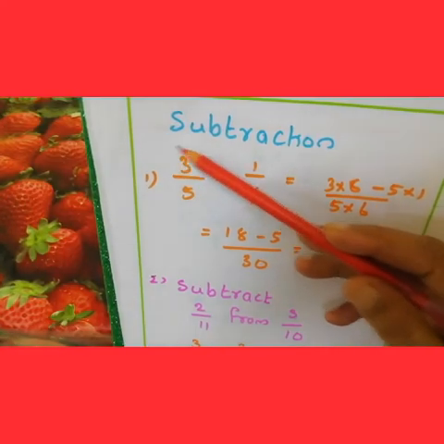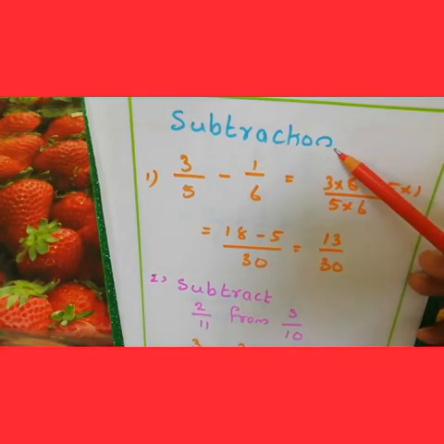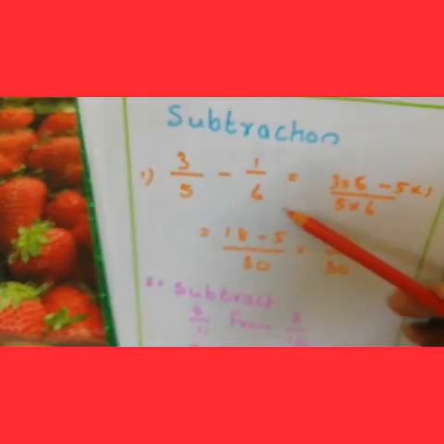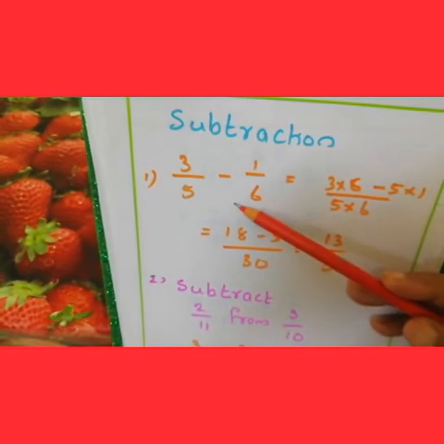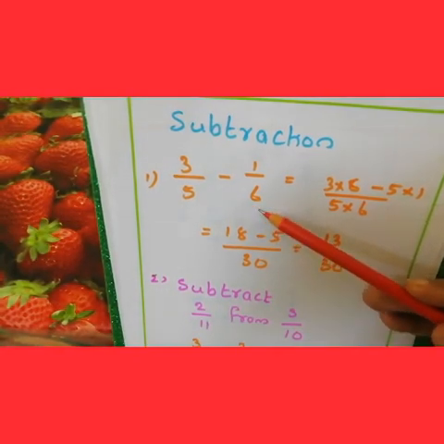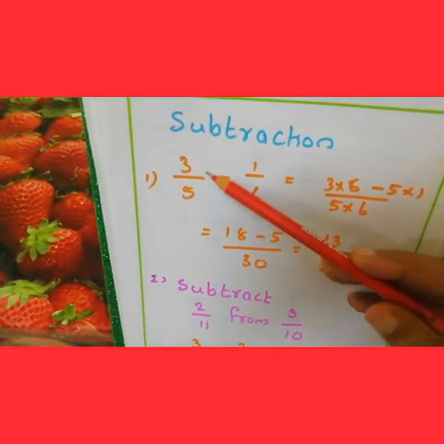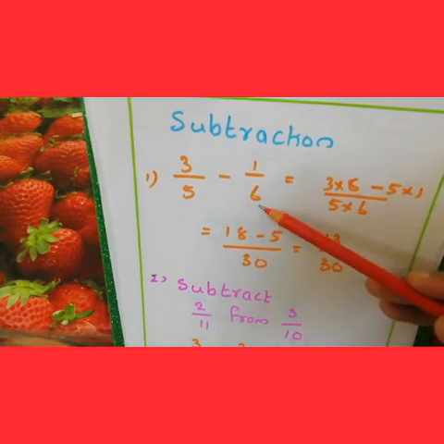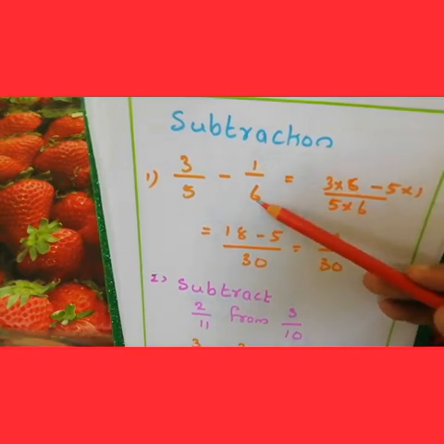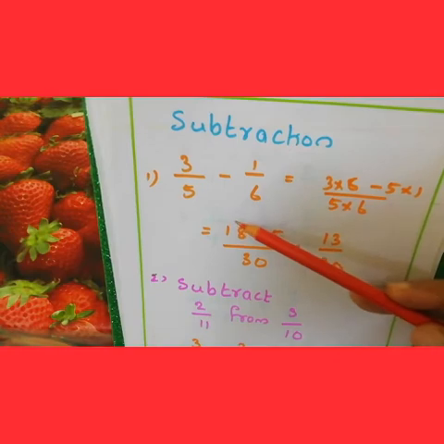Next is about subtraction of fractions. Here also the process is the same, but instead of addition, you have to subtract. The first question is 3 by 5 minus 1 by 6. Directly you subtract 1 by 6 from 3 by 5.